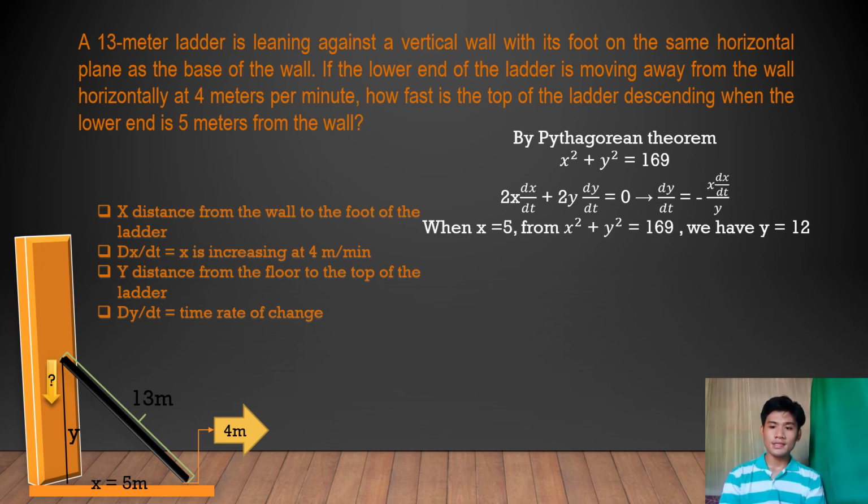If our x is 5, and from the given Pythagorean theorem, x squared plus y squared is equal to 169, so the value of y, if we do the same process from the first example, is 12. Then plug those values into the formula dy over dt, which is equal to negative x dx over dt all over y, for us to find the rate of change in terms of y with respect to time.